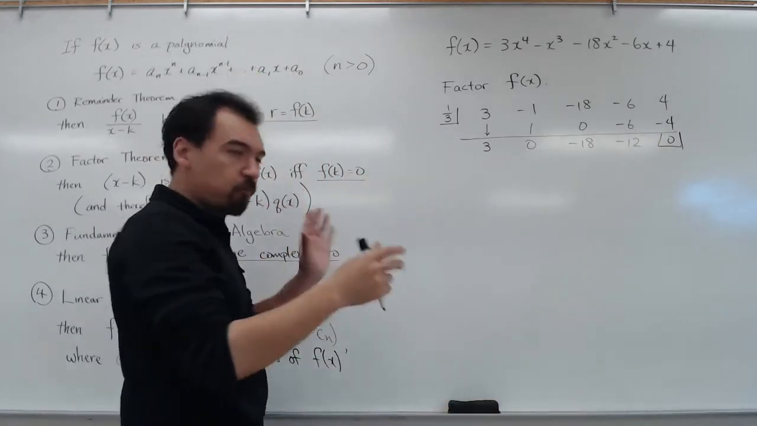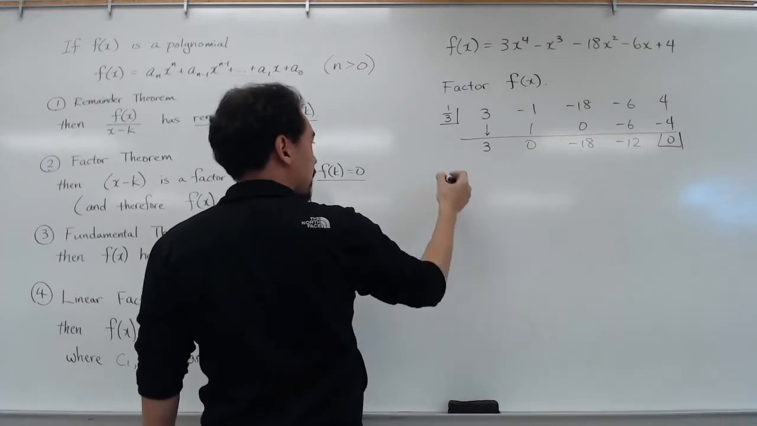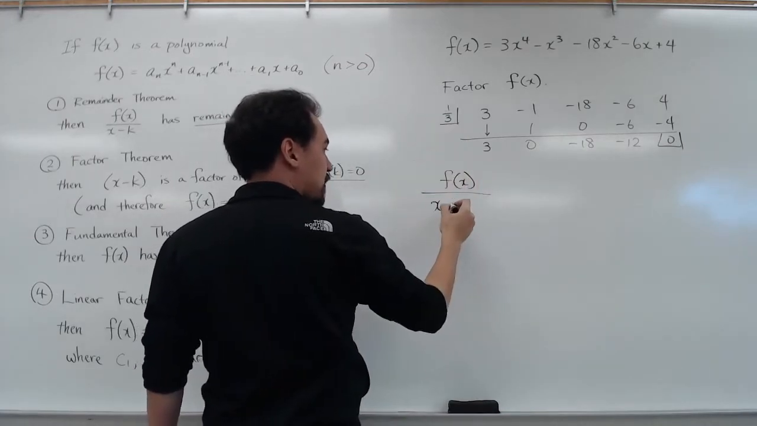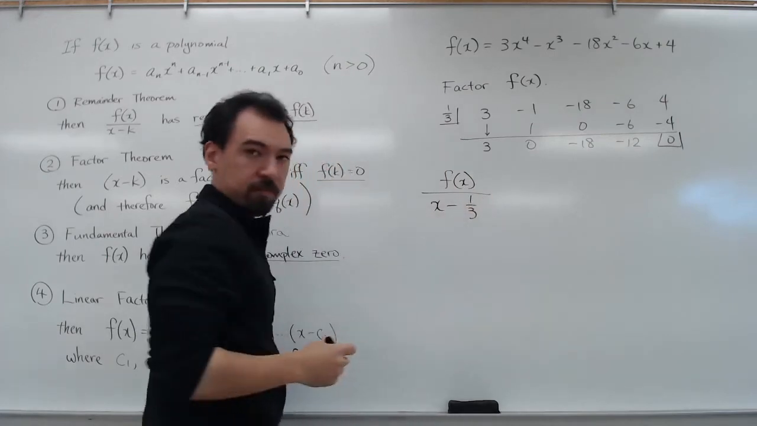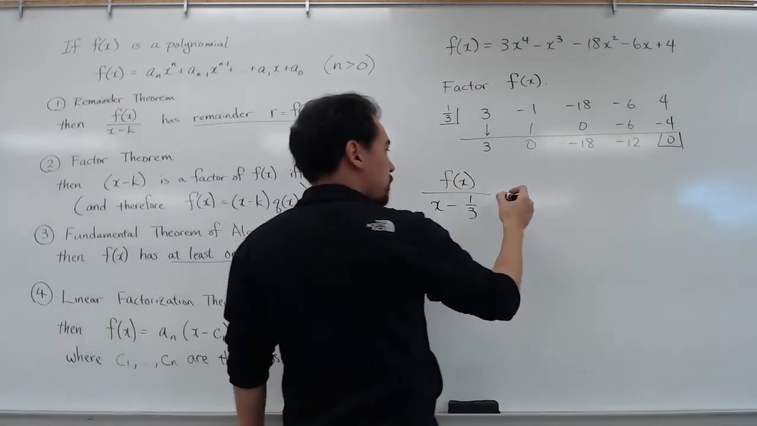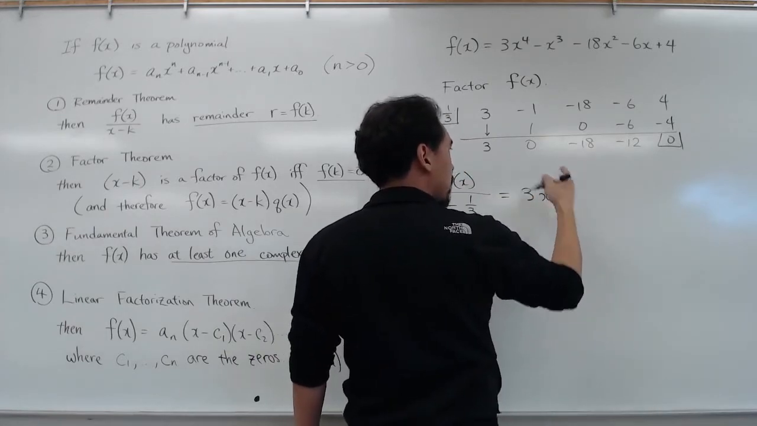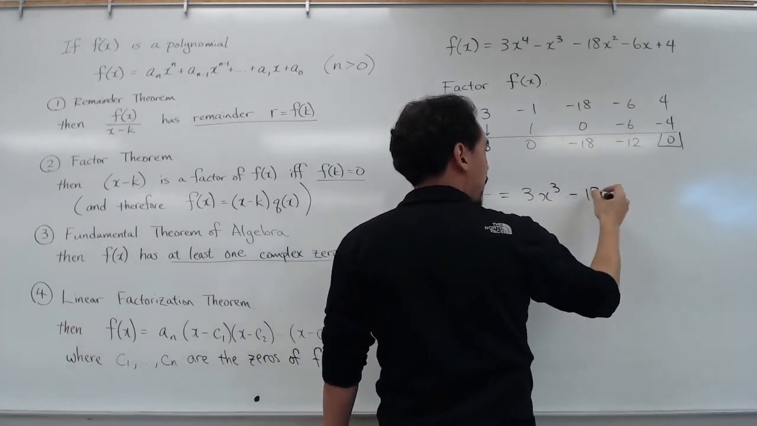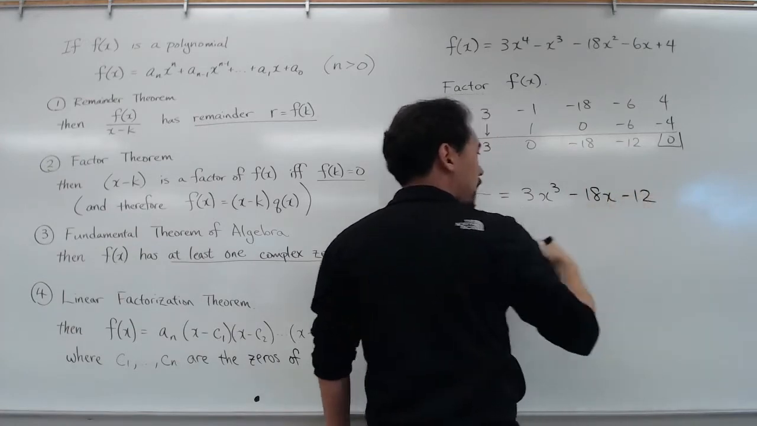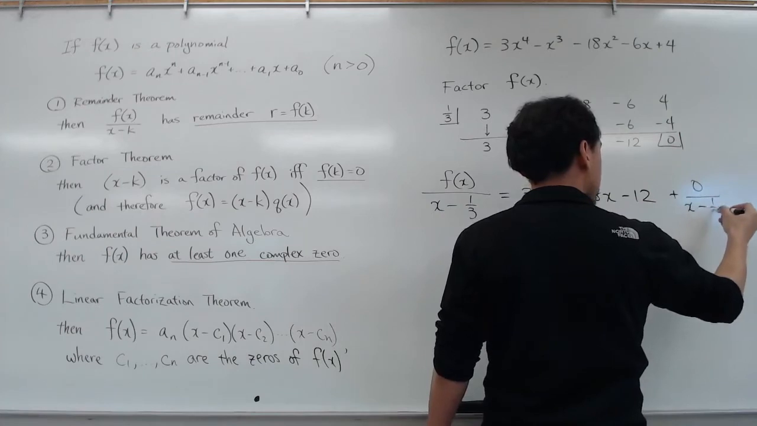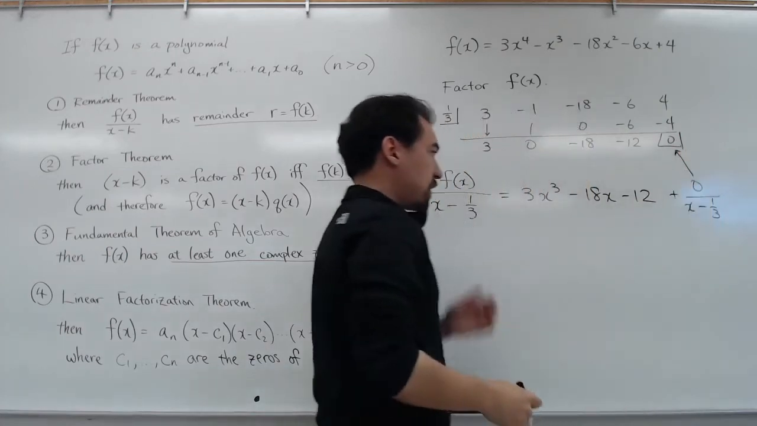So to understand what we have just done, we have taken f of x and we have divided it by x minus 1/3. And what we got as a result is a quotient of 3x cubed plus 0x squared minus 18x minus 12 and a remainder of 0. Okay. That's what this part tells us.